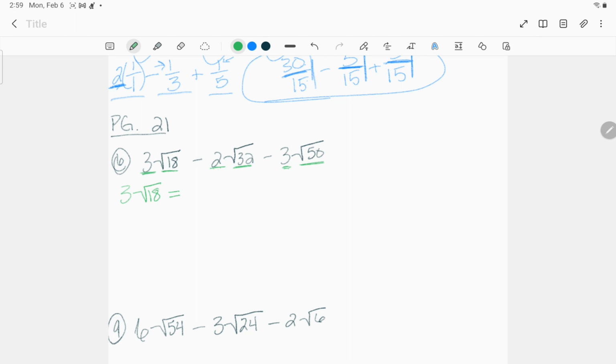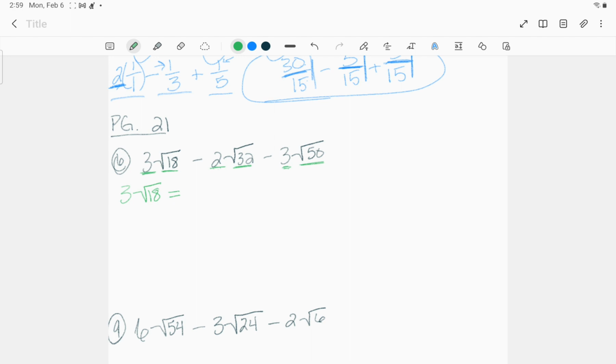So what are your common factors of 18? I always start with the lowest, which is 2. And does 2 go into 18? Yes. How many times? 9 times. Is 9 a perfect square? Yes. 9 is a perfect square. How do I know that?